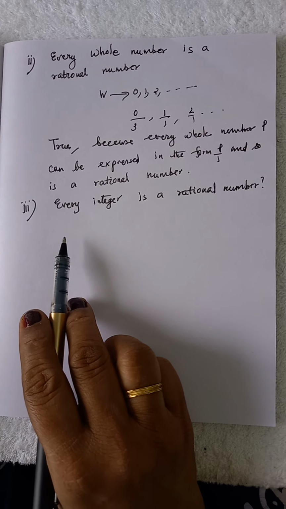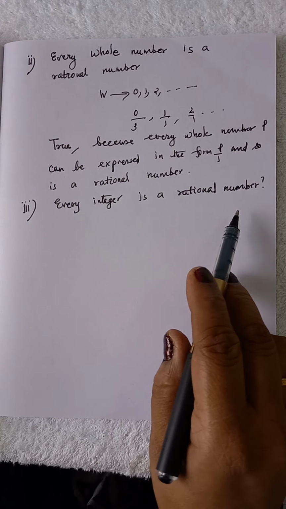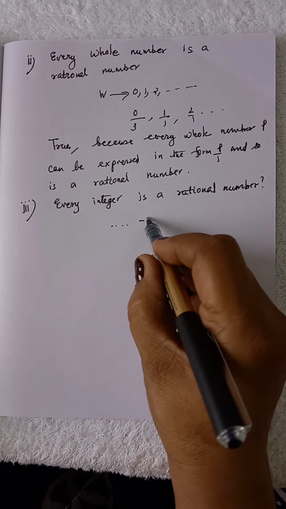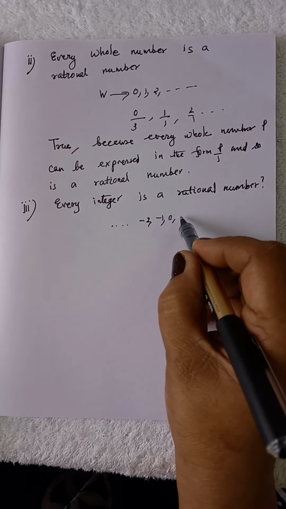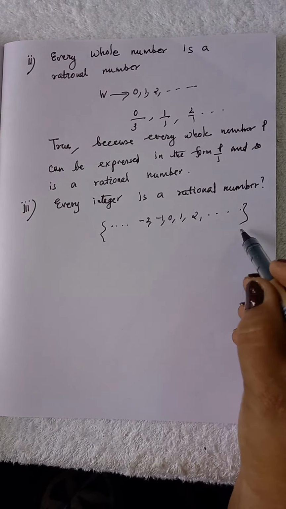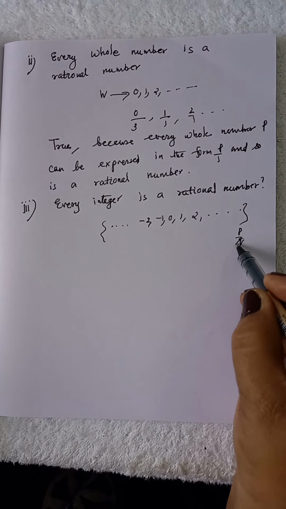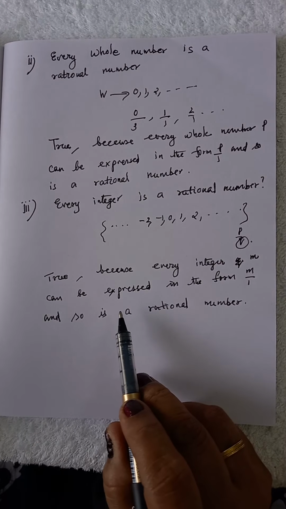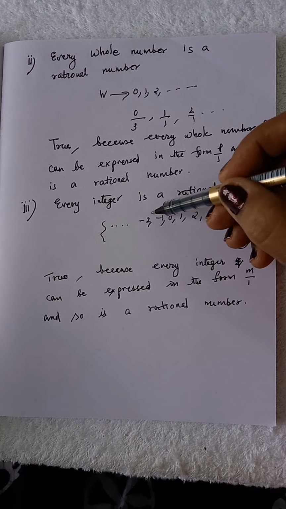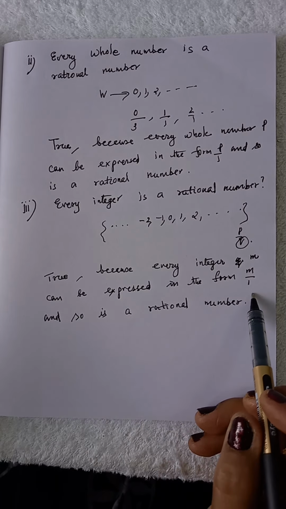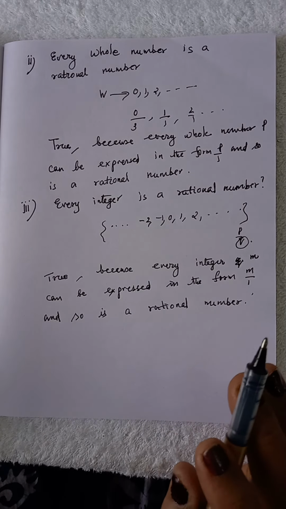Now the third question is, every integer is a rational number. Integers are starting from etc., minus 2, minus 1, 0, 1, 2 etc. Each of these can be represented in the form P by Q, where Q not equal to 0. So the statement is true because every integer m can be expressed in the form m by 1 and so it is a rational number.